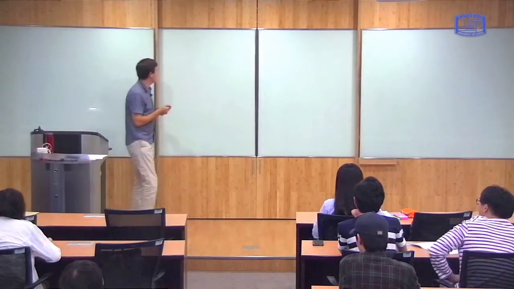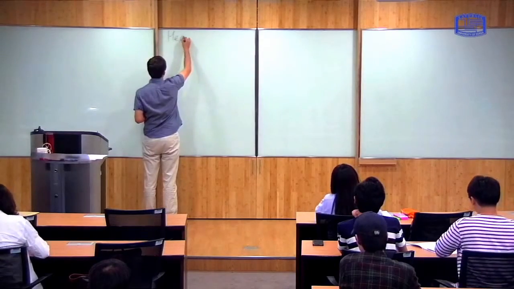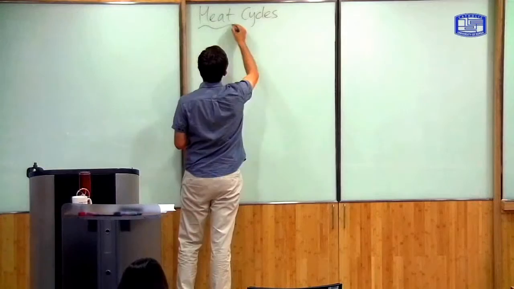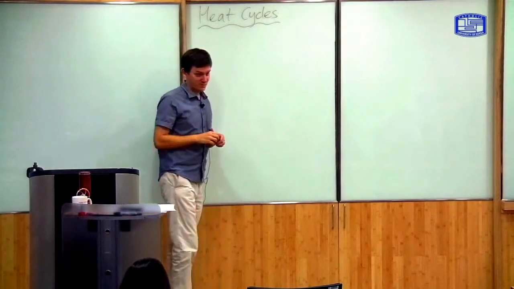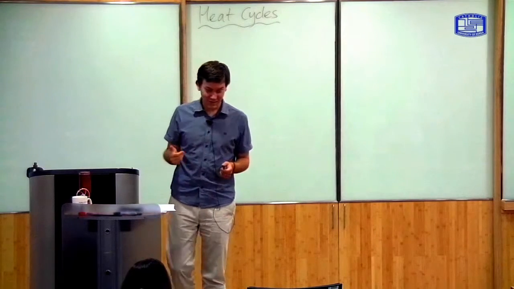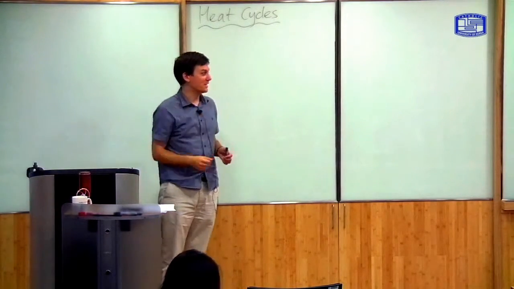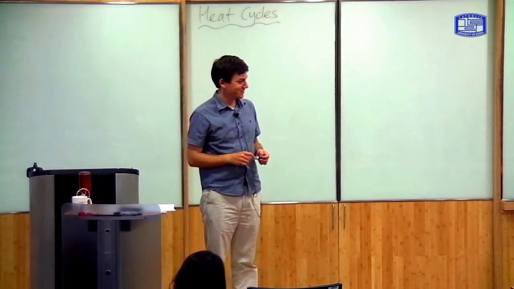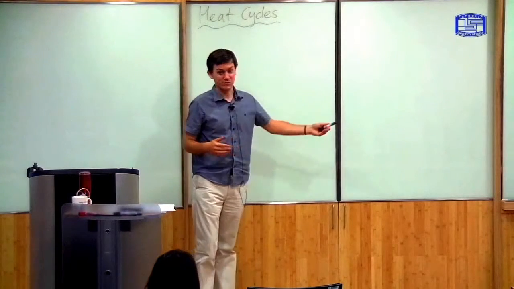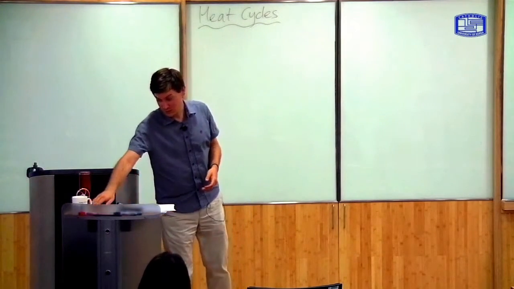Okay, so the topic for this week and for most of next week as well is going to be about heat cycles. And these describe the processes whereby you can change the state of a thermodynamic system in a cycle. So that means you go round and round in the same changes of state. And by doing this, you can do something useful. So by making the system go round in a cycle, you can produce work.